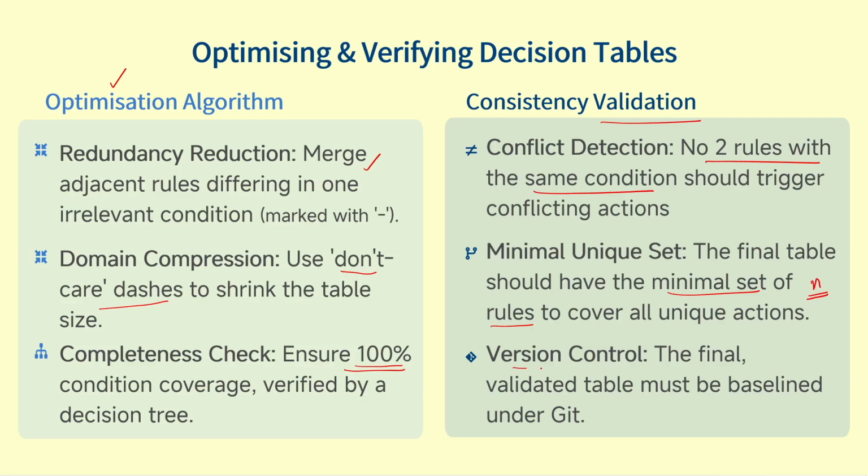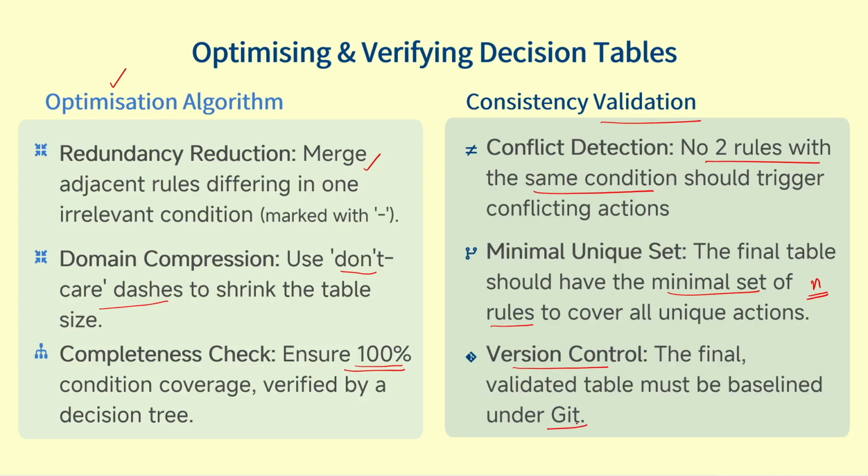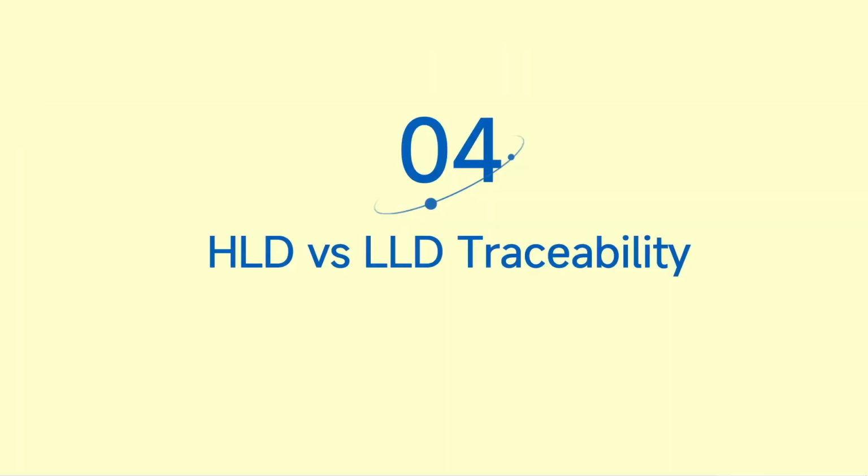And the version control. You can have multiple such decision tables, often updated throughout the software engineering process. That could be validated and pushed to some centralized repository. Here we have mentioned that as Git. The last one is HLD versus LLD traceability, high level design versus low level design traceability.